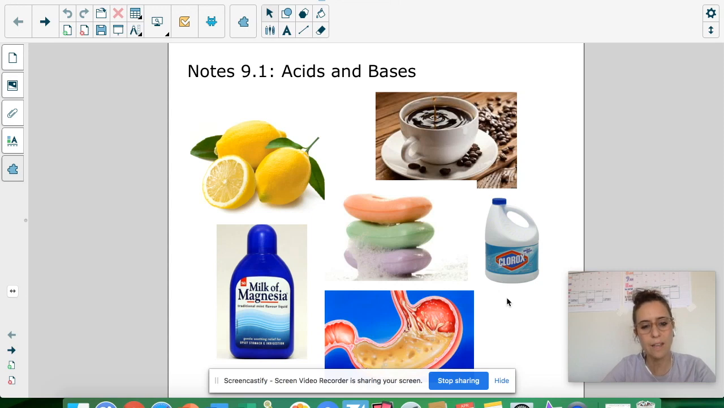Welcome to Unit 9. These are notes 9.1 on acids and bases. As you can see over here, we have some very common household chemicals and food that we eat.